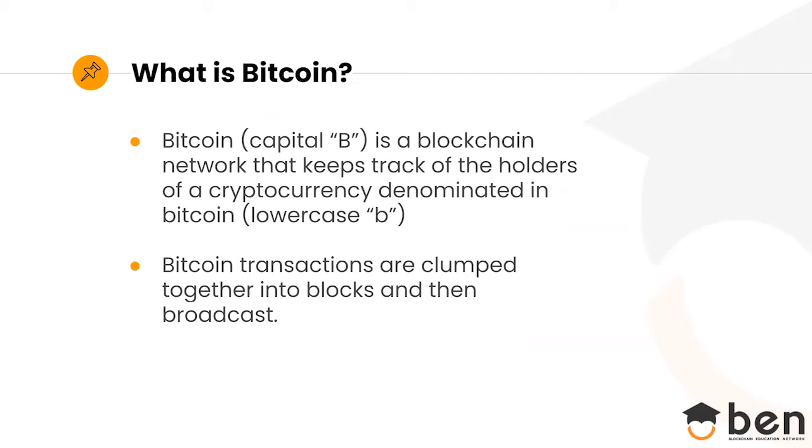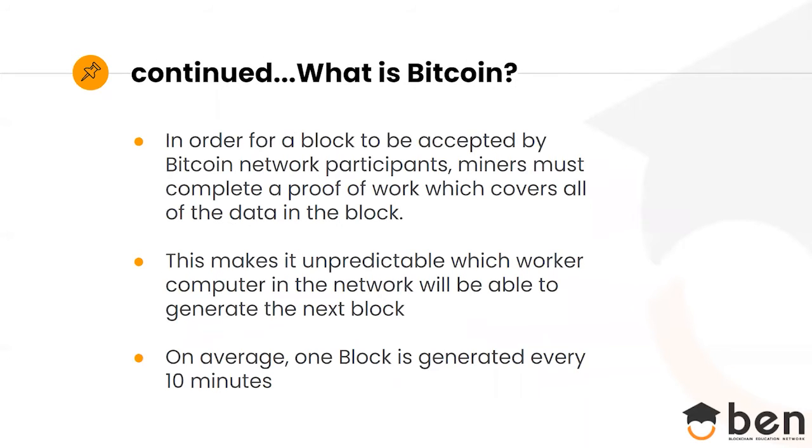Bitcoin transactions are clumped together into blocks and then broadcast to the network. In order for a block to be accepted by Bitcoin network participants, Bitcoin miners must complete a proof of work which covers all the data in the block. This makes it unpredictable which worker computer in the network will be able to generate the next block. We will dive deeper into Bitcoin's consensus mechanism and how Bitcoin miners validate transactions later in this lesson.